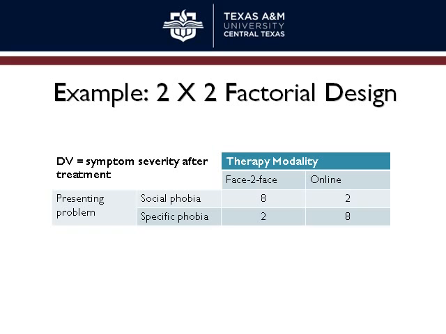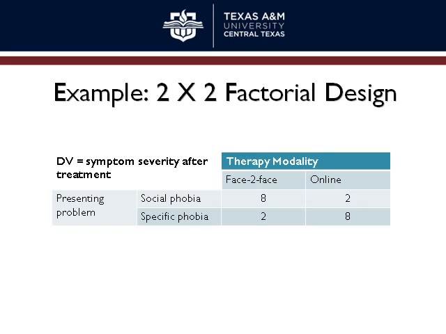And then looking at what's the effectiveness of each modality, you want to know how effective it is, but I'm interested in 2 particular groups: people that present with social phobia and people that present with specific phobia. So again, our other factor would be presenting problem, which also has 2 levels, either social phobia or specific phobia.